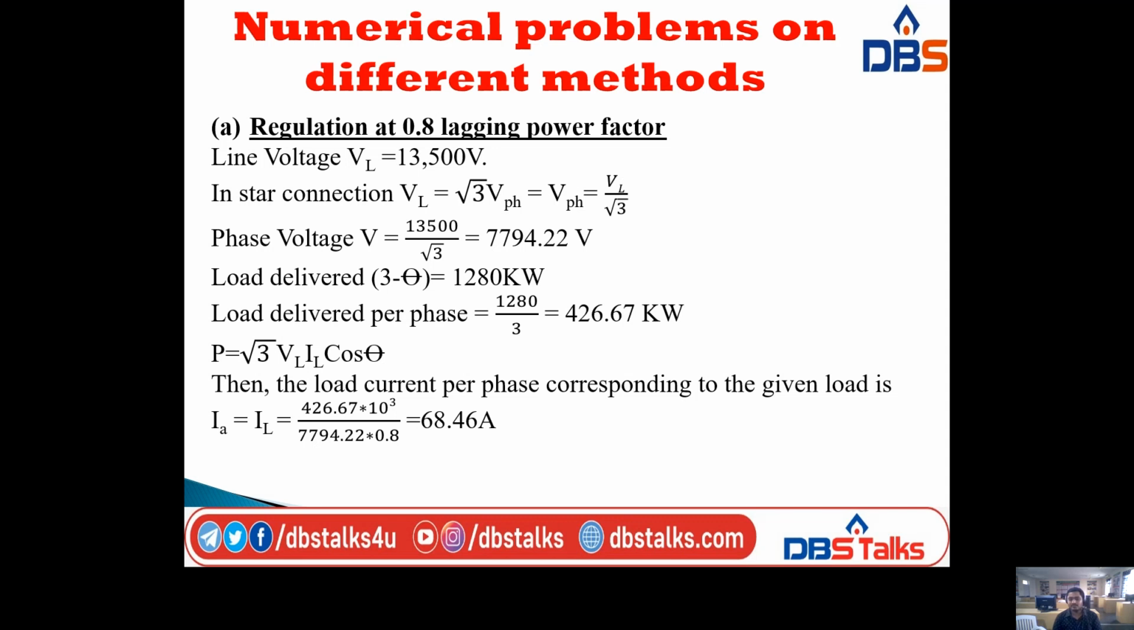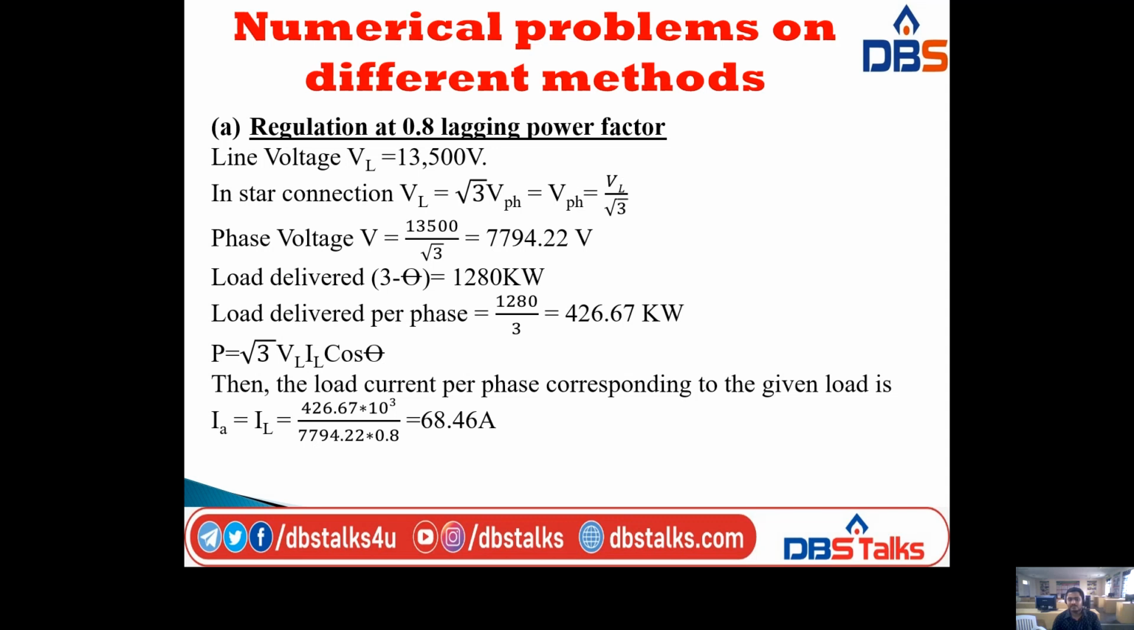They gave the load for all three phases, 1280 kilowatts, and here we also have to calculate the load delivered per phase. So the load is 1280 kilowatts divided by three phases, that is 1280 by 3. Finally, we have the load delivered per phase, 426.67 kilowatts. You know the formula for three phase: P is equal to root 3 VL IL cos phi.